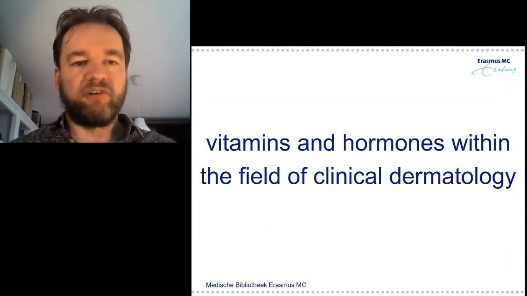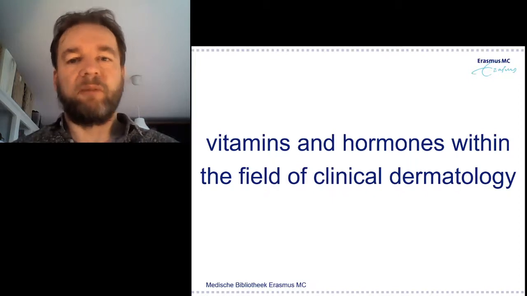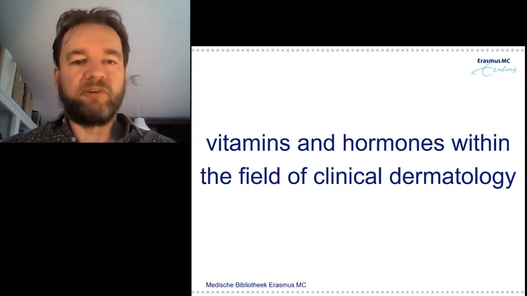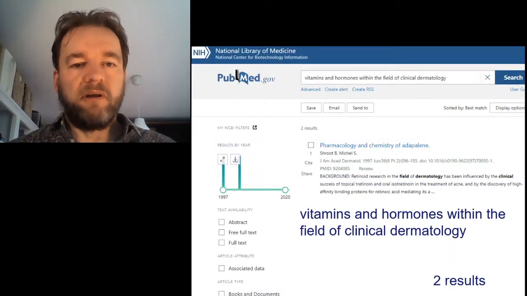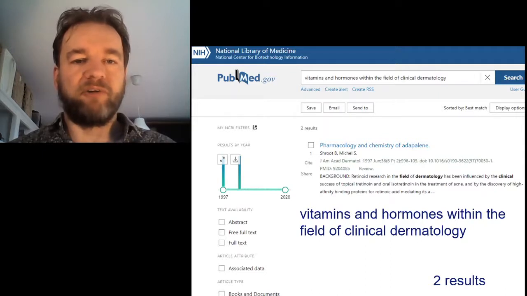Why is systematic searching important? If you take, for example, the topic of vitamins and hormones within the field of clinical dermatology, you will see vast differences in numbers of search results, depending on your approach. What many researchers do is they type the research question into PubMed, vitamins and hormones within the field of clinical dermatology. However, this hardly results in a satisfying number of references.